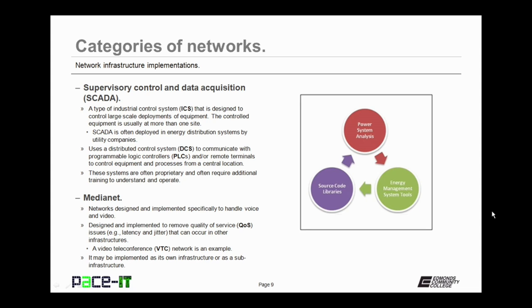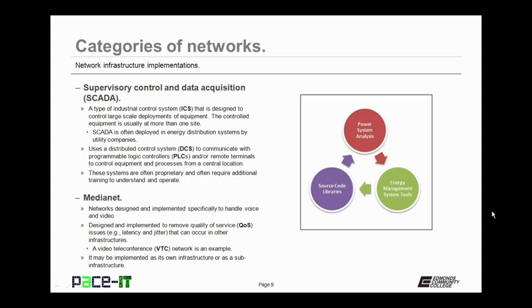SCADA uses a distributed control system, or DCS, to communicate with programmable logic controllers, PLCs, and/or remote terminals to control the equipment and processes from a central location. So they have a central location to control equipment that's at remote locations. SCADA networks are often proprietary and often require additional training to understand them and to operate them.